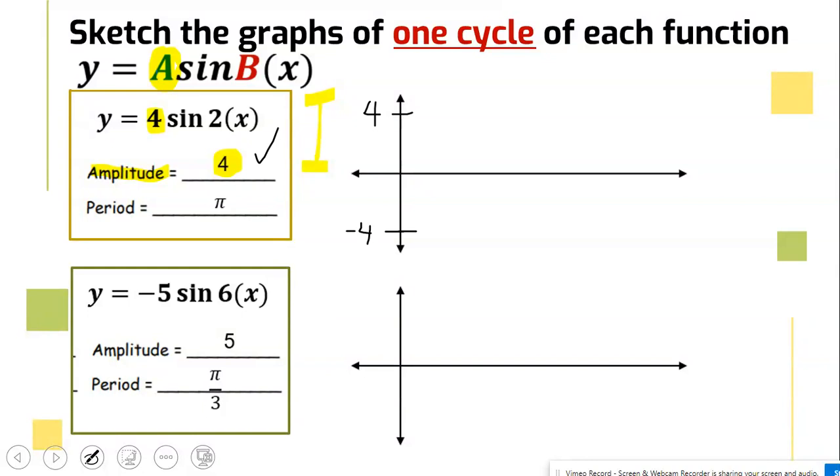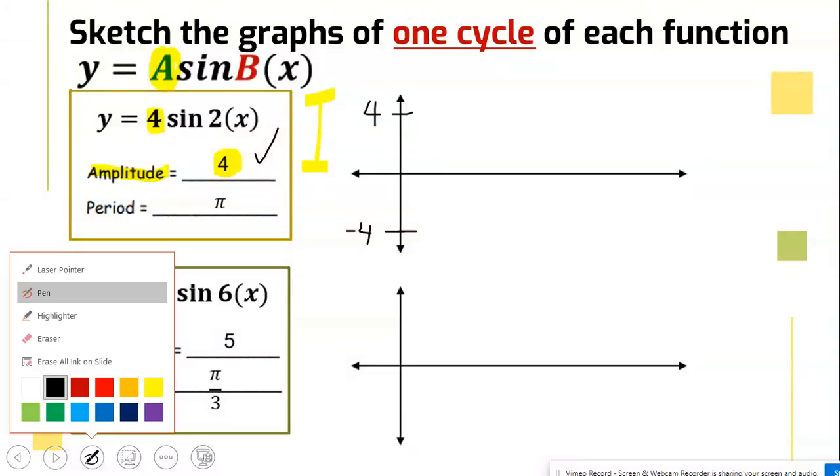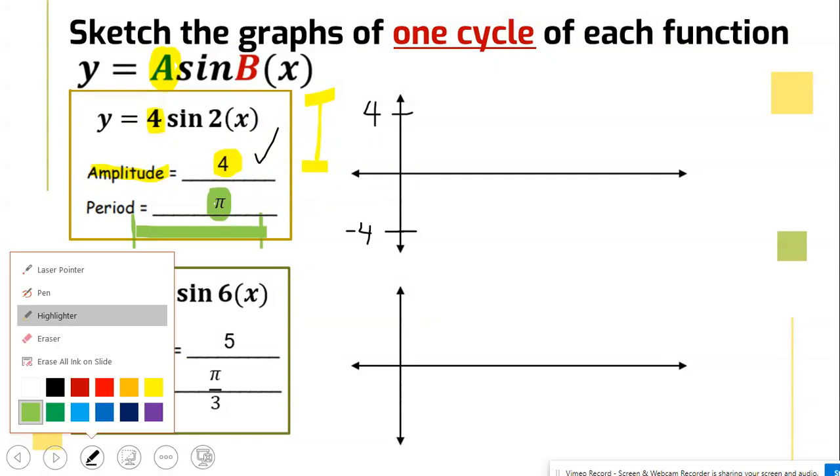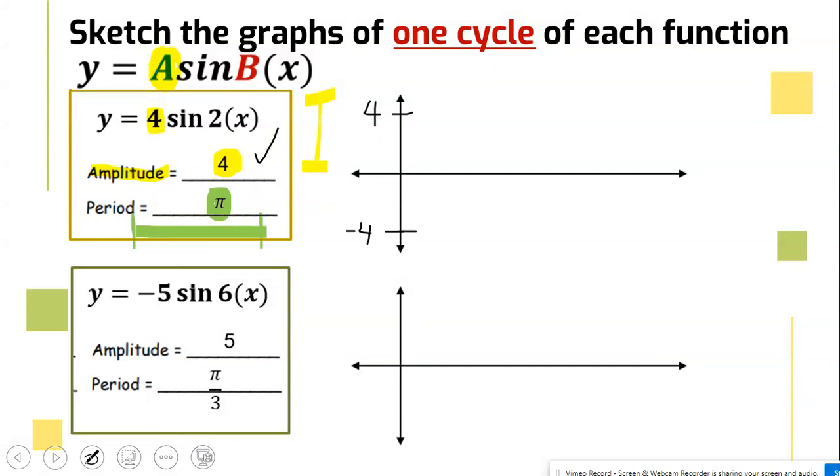Now we have to sketch the entire one cycle of the sine function. And the period is this distance. Period is how long it takes to finish. It's that horizontal distance. So we're saying that is pi. How we're going to use this information is to mark the furthest right value on our x-axis. That is always going to be the period. Whatever the period is, that's the value that we're going to put right here.